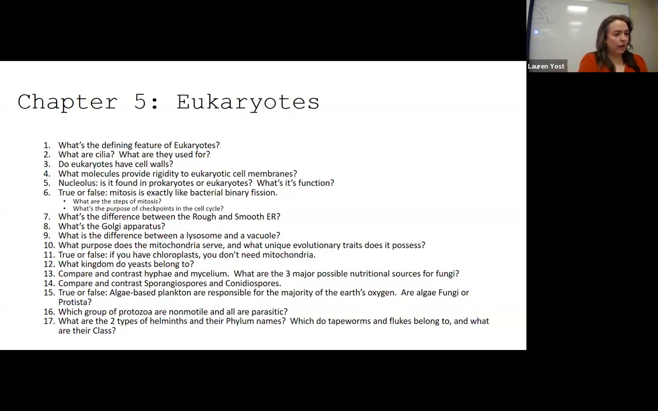Do eukaryotes have cell walls? Some of them do. So things like plant cells, which we didn't talk much about, but they do. And the molds can have cellulose or chitin cell walls. So, yeah.